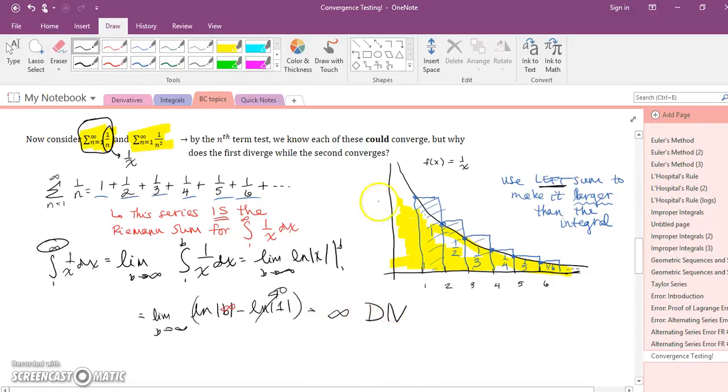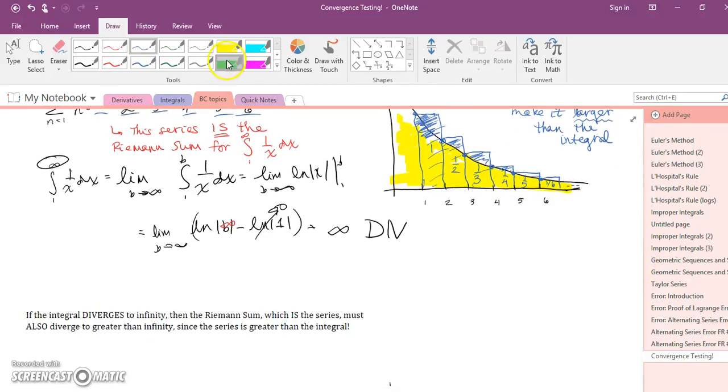This diverges. So since the actual integral diverges, then our series, which is the Riemann sum, which is bigger than the divergent integral, definitely must diverge as well. Because the actual area goes to infinity, that means this sum is even bigger than infinity, so obviously diverges. And that's the summary right here. If the integral diverges to infinity, then the Riemann sum, which is the series, must also diverge, since the series is greater than the integral.